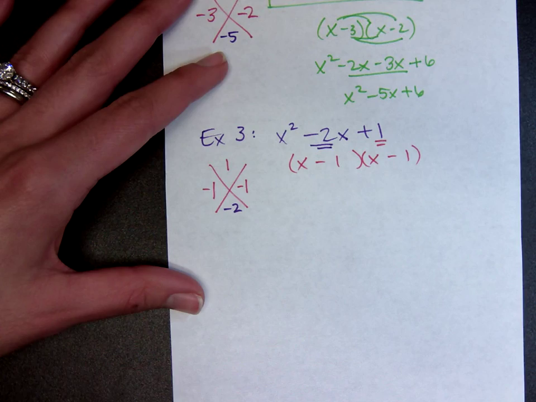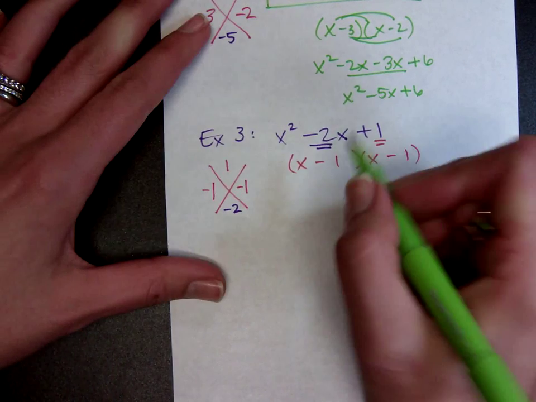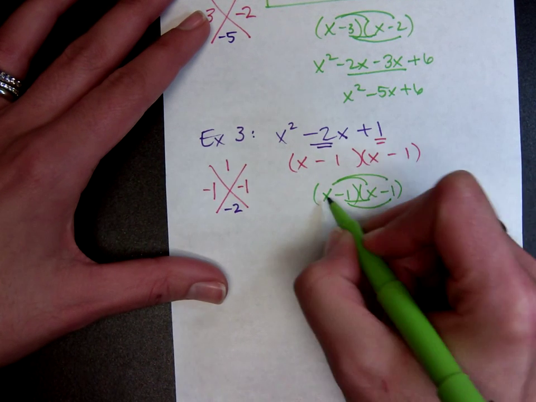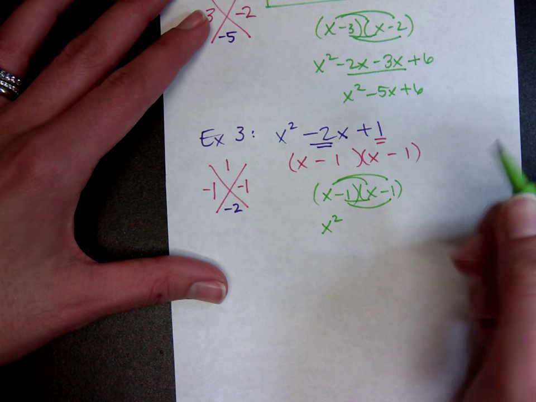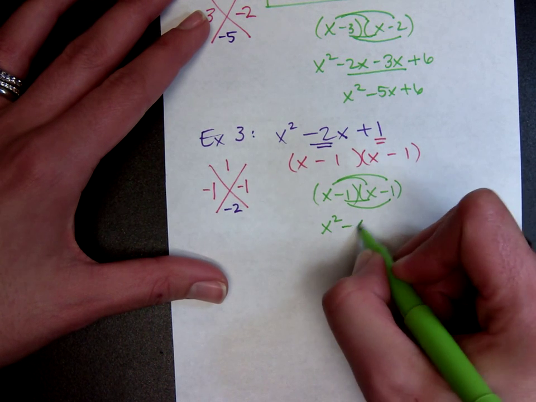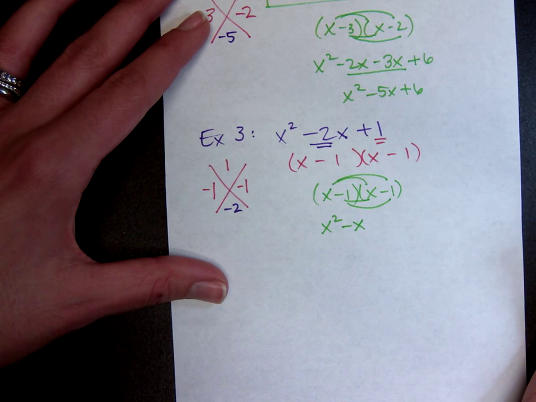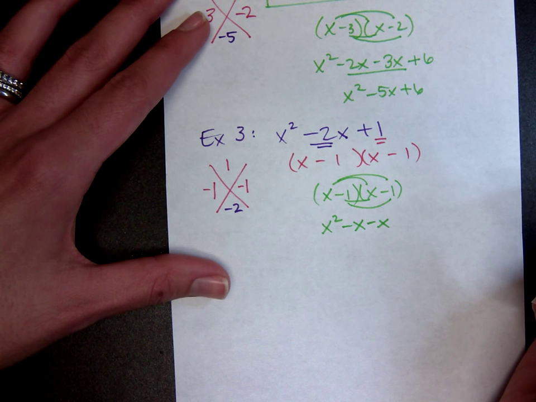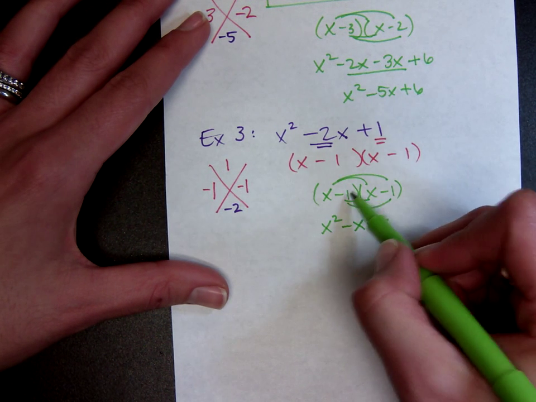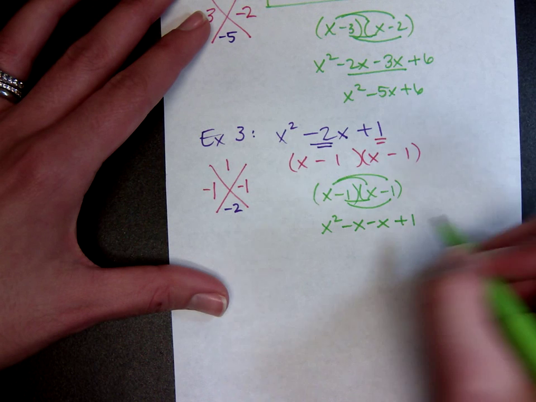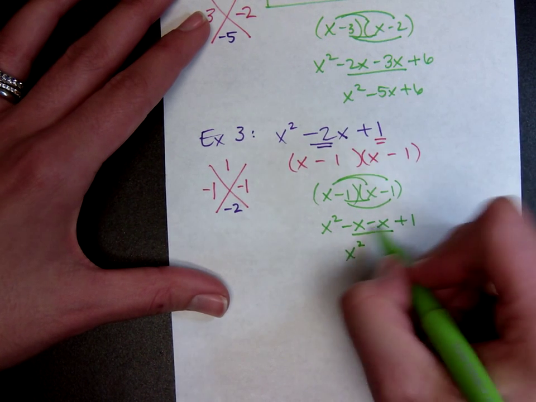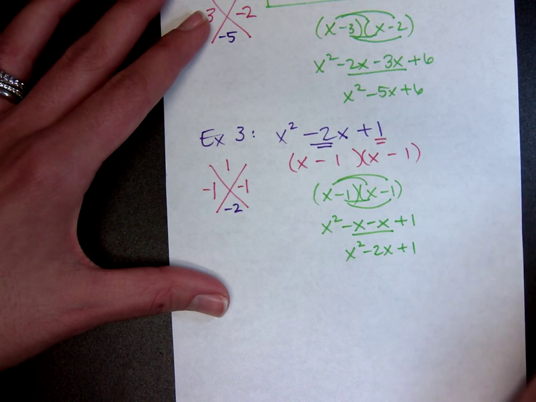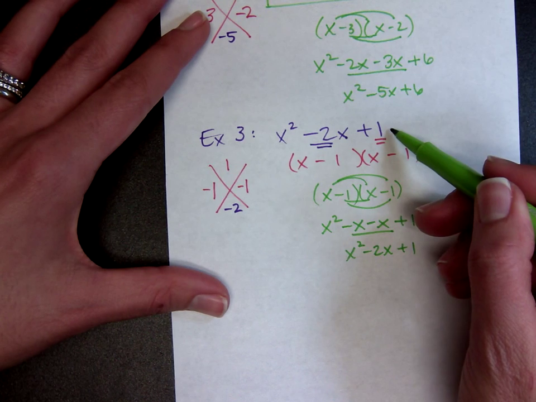Now we can check it. X times x, x squared. X times negative 1, negative x or negative 1x, however you want to write it. Negative 1 times x, again, just a negative x. Negative 1 times negative 1 makes positive 1. Combine the two middle, negative x minus x is negative 2x. Does that match my original problem? Yes, it does.